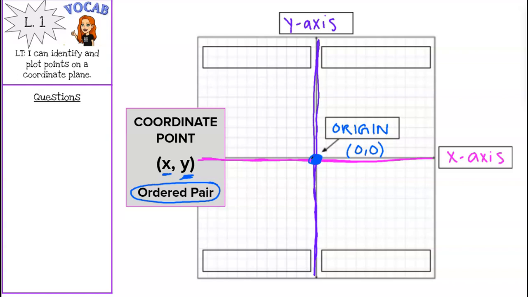And then we have 4 quadrants of the graph. That just means the graph is split into 4 sections. So this is quadrant 1. This is quadrant 2. This is quadrant 3. And this is quadrant 4. And the numbers that I'm using are Roman numerals. That's what they use to name the quadrants. But it's just 1, 2, 3, and 4.